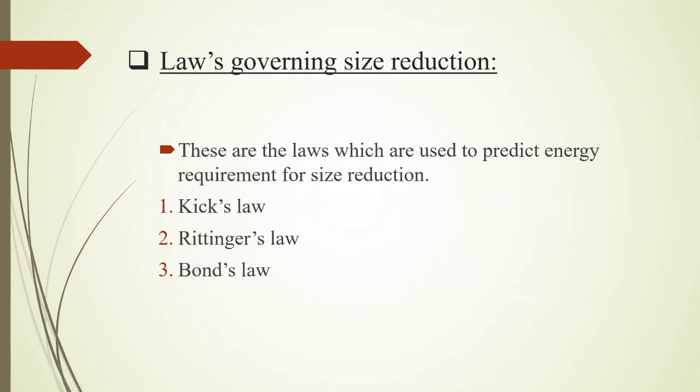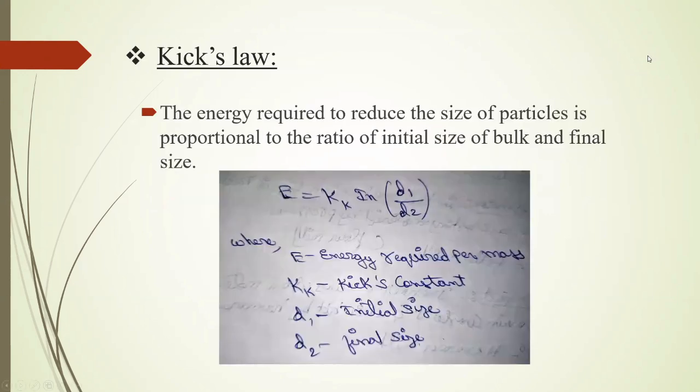Okay, so first will be Kick's law. Kick's law states that the energy required to reduce the size of the particles is proportional to the ratio of the initial size of the bulk and the final size. It means that एक पार्टिकल का साइज रिड्यूस करने के लिए कितना एनर्जी पड़ेगा हमें, उसको प्रिडिक्ट करने के लिए, the ratio of initial size of the bulk and the final size is necessary. मीन्स जो पार्टिकल का साइज पहले कितने था और साइज रिड्यूस करने के बाद जो उसका साइज है, उन दोनों के रेशियो से हम लोग एनर्जी को डिफाइन कर सकते हैं. मीन्स कितना एनर्जी पड़ेगा उसको डिफाइन कर सकते हैं.